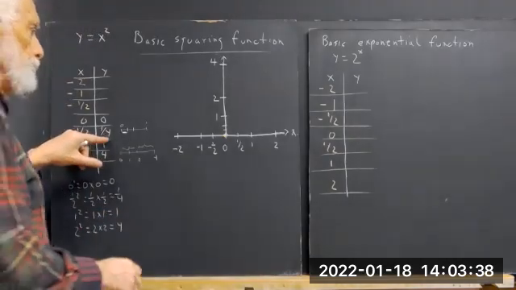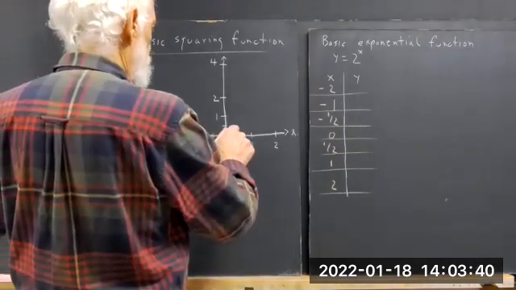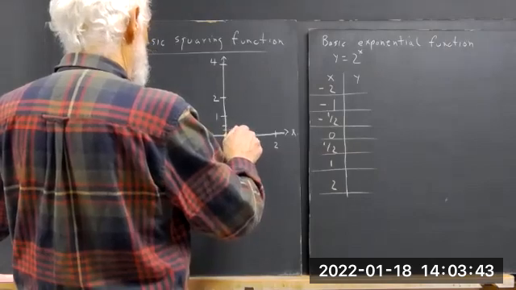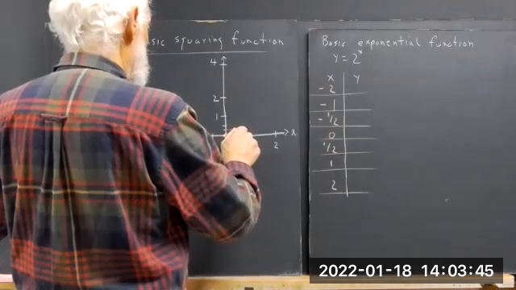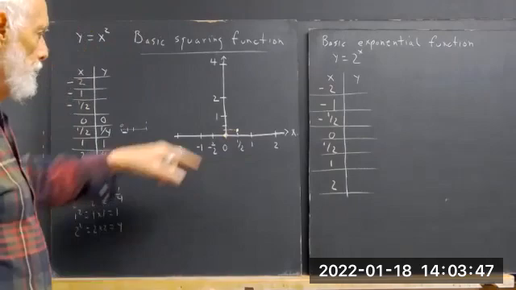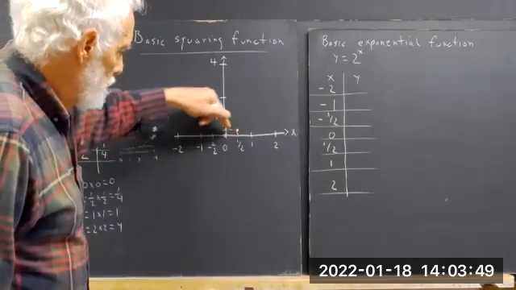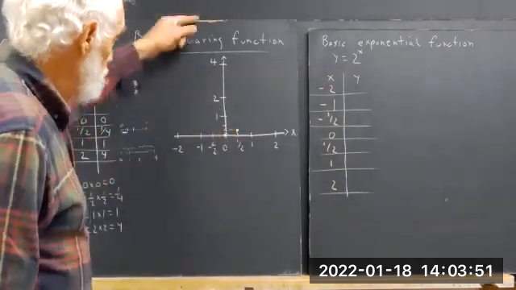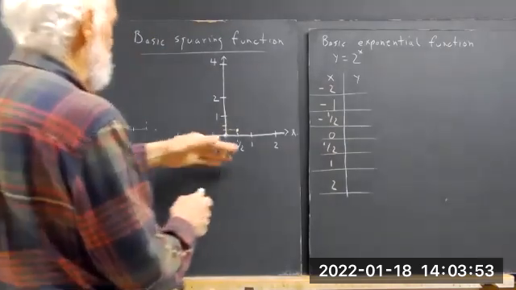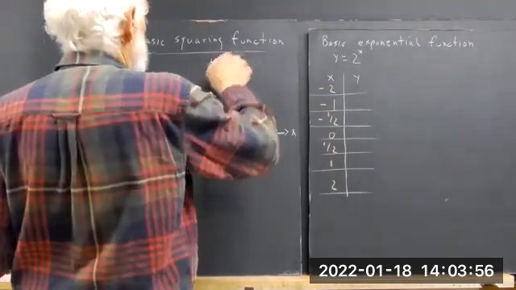Okay, then 1/2 goes with 1/4. So when x is 1/2, y is 1/4. I can make a couple of little dotted lines here, call these projection lines, to indicate that this point is directly across from y equals 1/4 and directly above x equals 1/2.